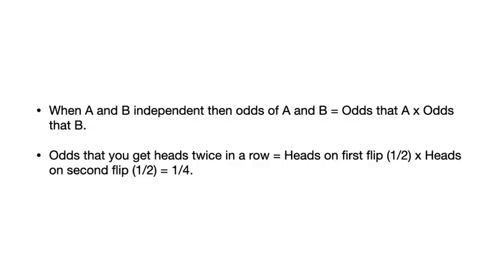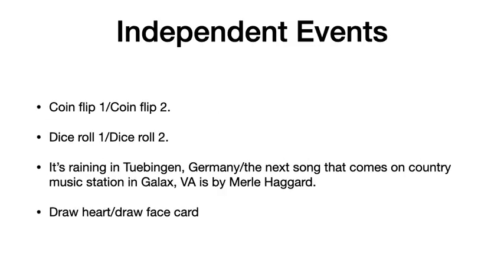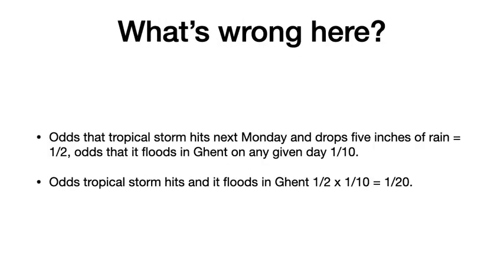All right, so that's to talk about independent and dependent events. And remember, Gensler tells us when A and B are independent, you can figure out the odds of A and B by taking the odds that A times the odds that B. Well, keep that in mind. Ask yourself what's wrong here.